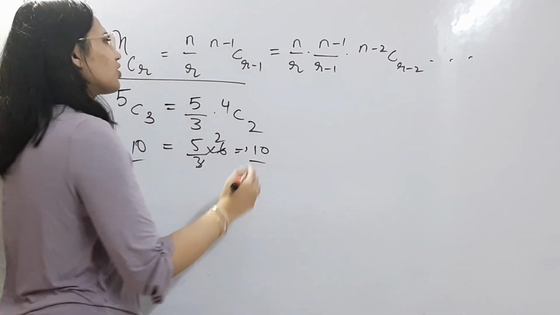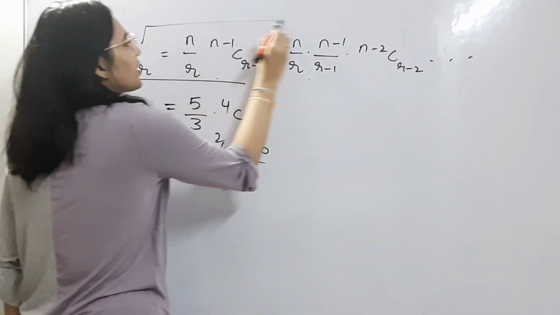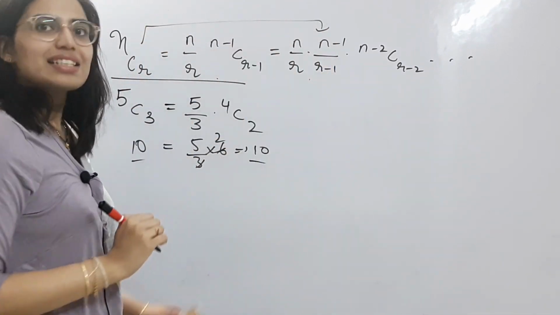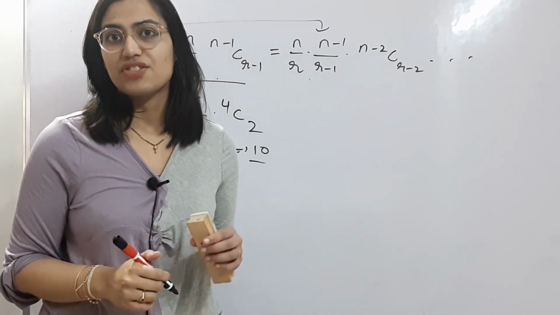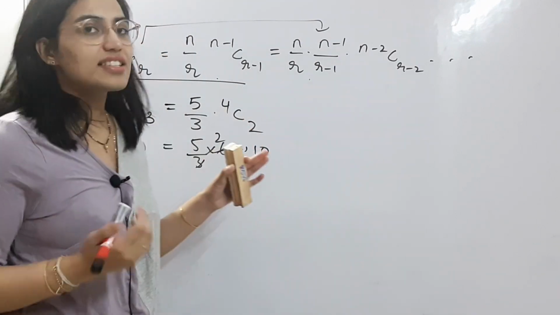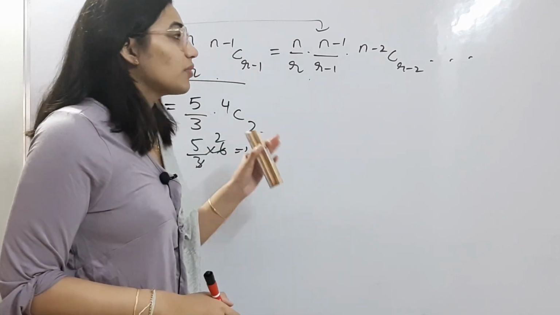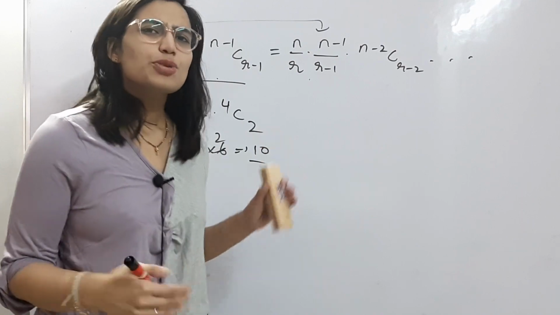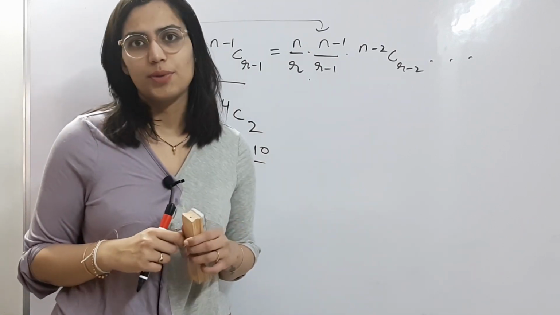So if you cancel, are you getting 10? Yes. And in the same way, if you try to equate these two, or apply this to this, you will get the same value. This is one of the binomial coefficient properties that you need to understand. It's not a hard and fast rule for you to remember, but as you practice, you will definitely remember this on the spot while you solve problems.